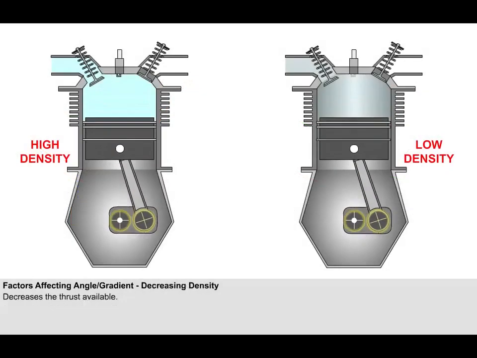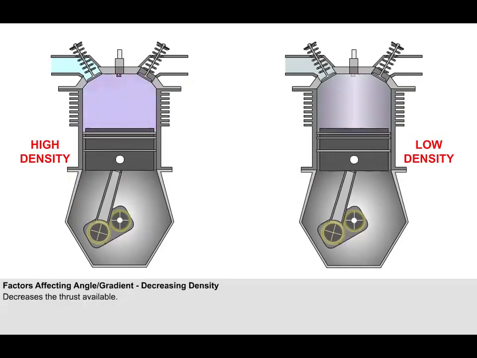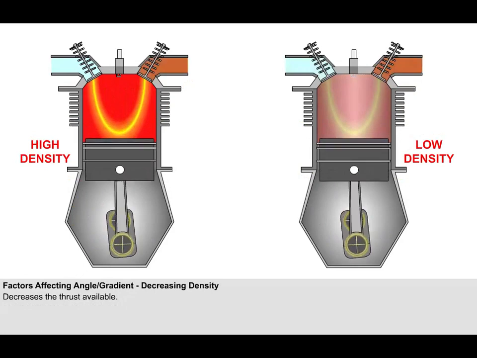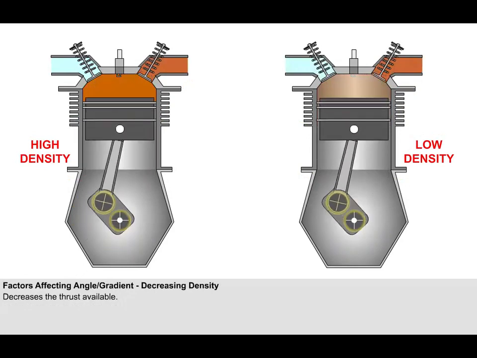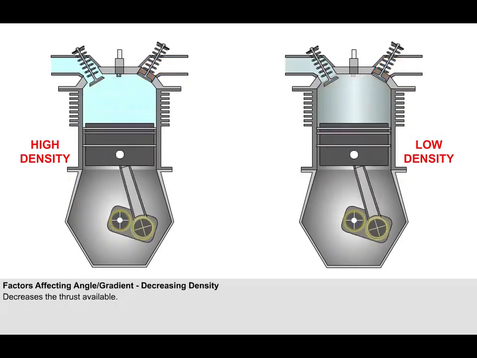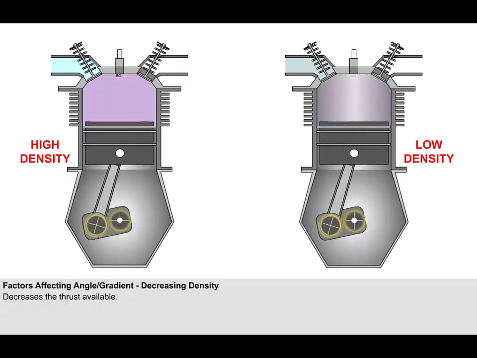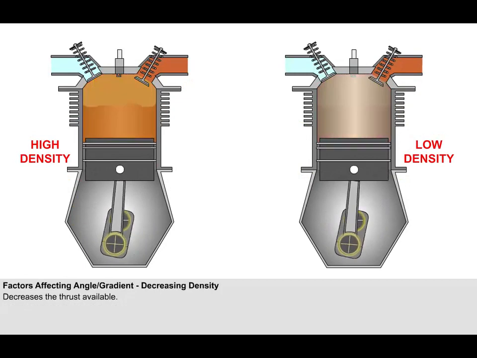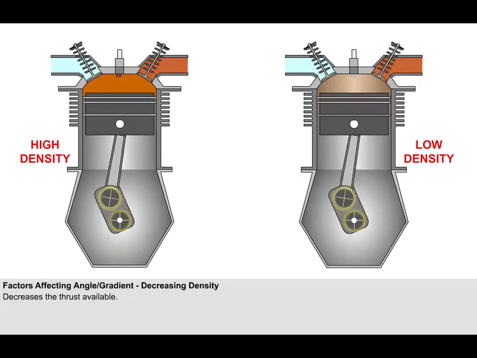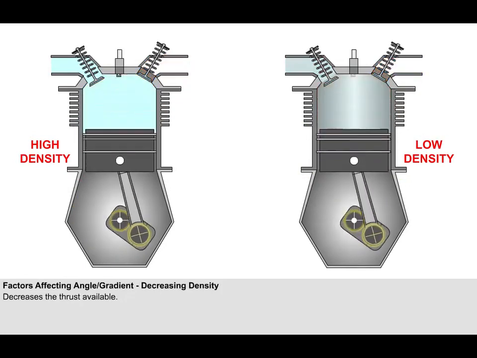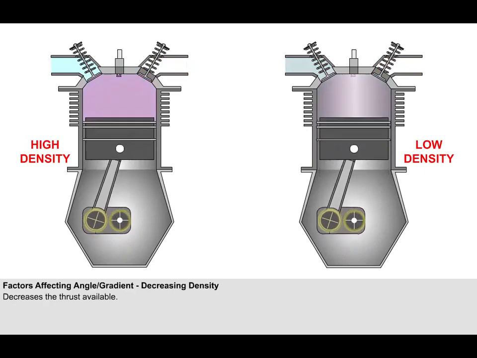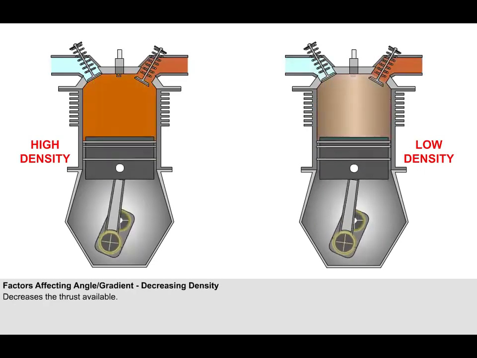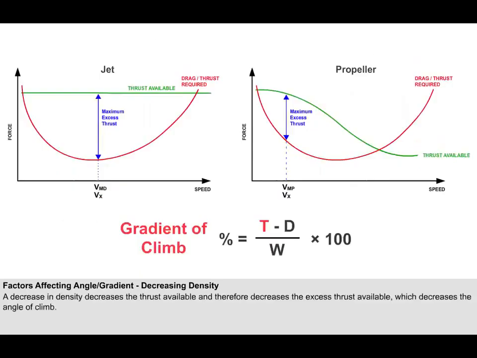The next factor that affects the climb angle is the density of the air. Density has a direct influence on the thrust produced by an engine. Decreasing density will reduce the mass of the air available for a jet engine and reduce the oxygen content available for combustion in a piston engine. Therefore, as density decreases, the thrust of both jet and propeller aeroplanes will decrease.